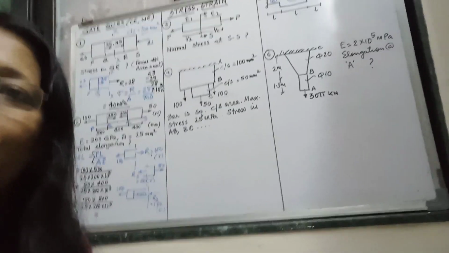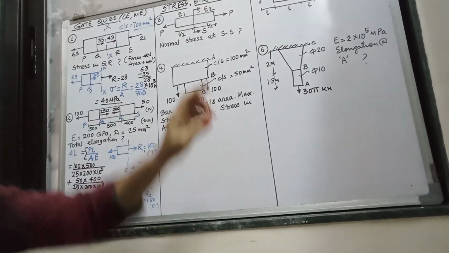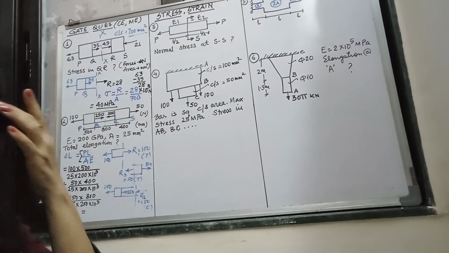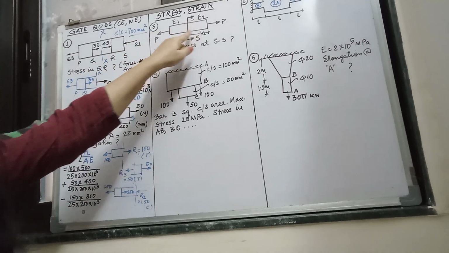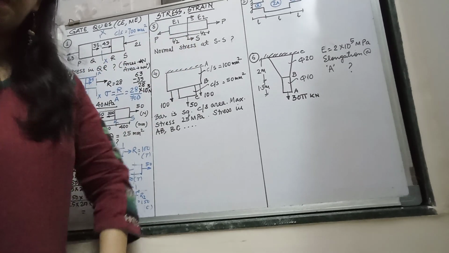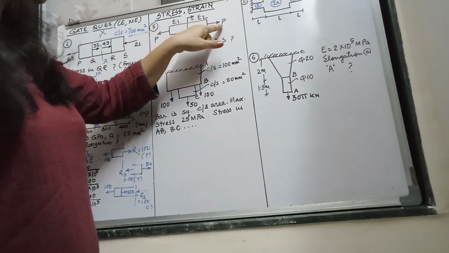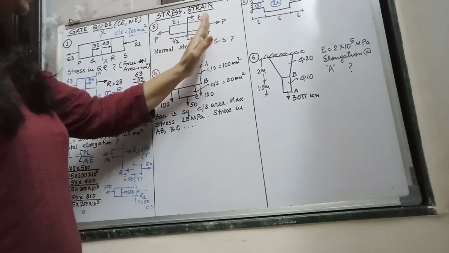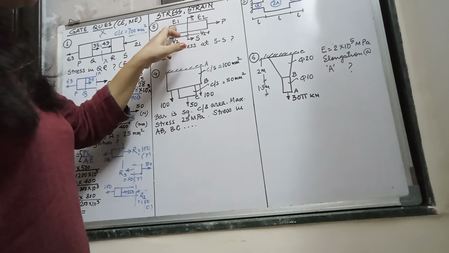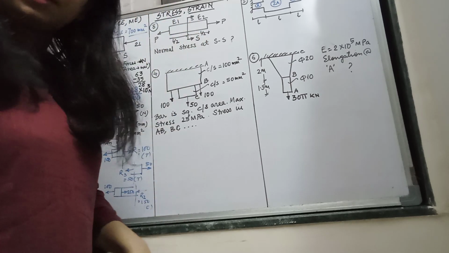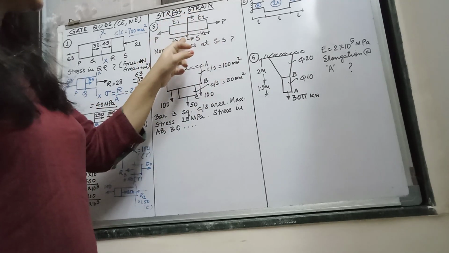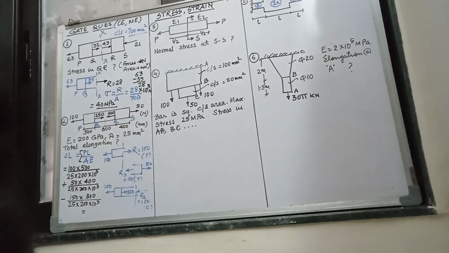Okay, now let us go to the next problem, problem number 3. Can you see it? Again there is one prismatic bar given. Here there is one P and here there is one P, two tensile forces. This is L by 2, L by 2, half length each. For one half length the modulus of elasticity is E1, and for this part the modulus of elasticity is E2. So the question is, what will be the normal stress at this section, the SS section?